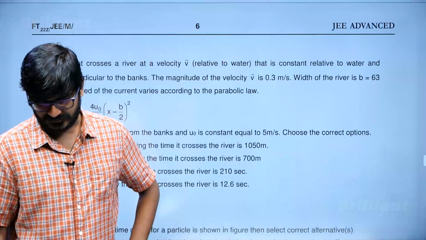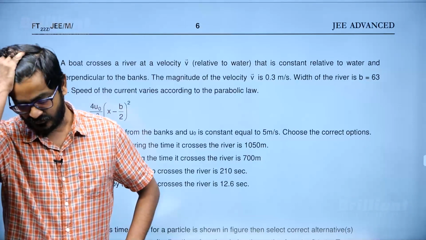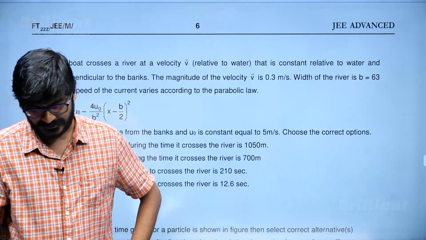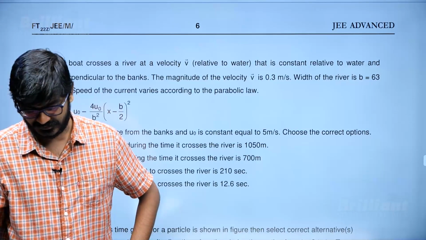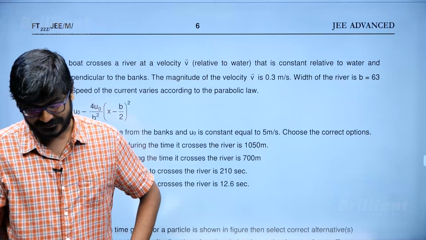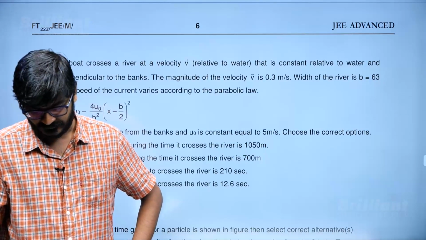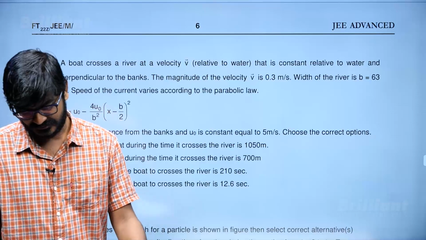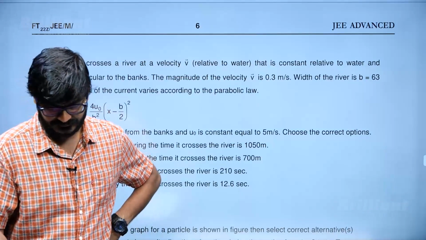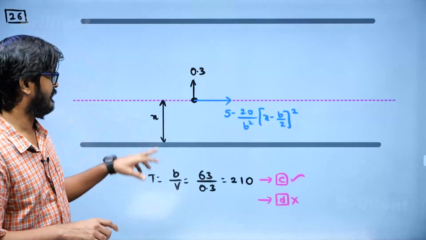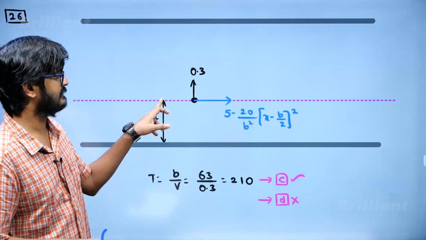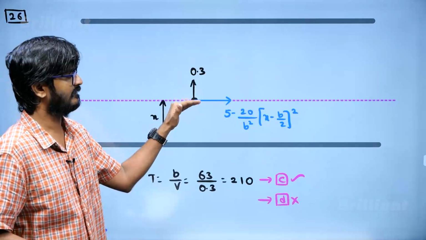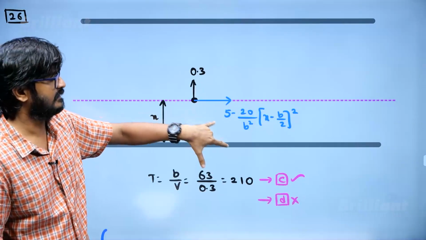A boat crosses a river with a velocity v relative to water that is constant and perpendicular to the banks. The magnitude of the velocity is 0.3, and the width of the river is b. The speed of the current varies according to a parabolic law. You need to say after how much time it will reach the other end and what the drift is. So this is the given figure. When it has traveled a distance x, its speed is always 0.3 perpendicular, relatively, and the river velocity depends on this x coordinate. This is given in the question.